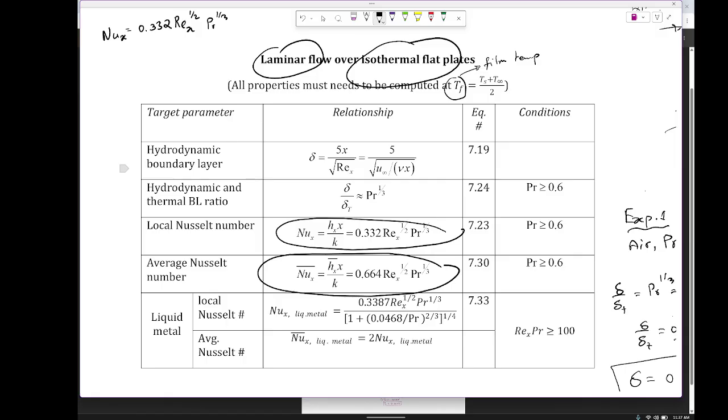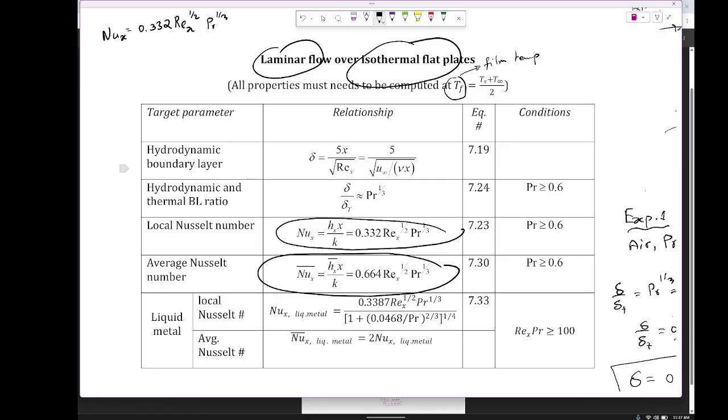Now, once you finish writing that, something should immediately come up in your mind. I don't have a bar on top of NU. What does it mean? Am I talking about the local or average? I'm talking about the local Nusselt number. Do you understand that? What does the local Nusselt number give me?